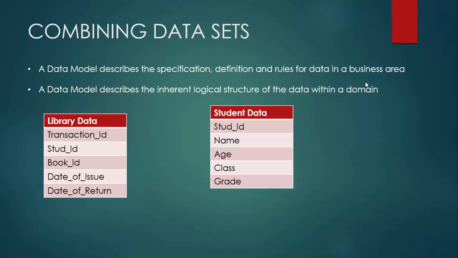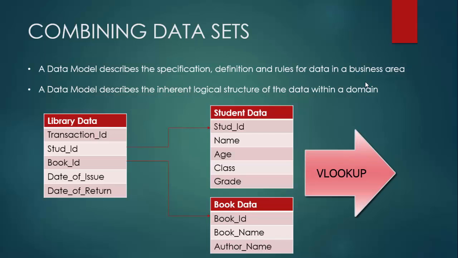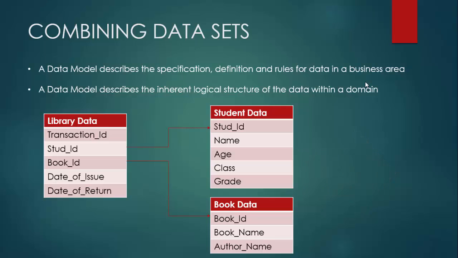One capturing the student data and the other containing information of transactions related to books in the library. In such a scenario, there's a need to combine these data sets to arrive at the required answer. This can be done only if there are common elements between these two data sets. In Excel, this can be done by using the VLOOKUP function. The process of combining these two different data sets based on the relationship between them is called data modeling.